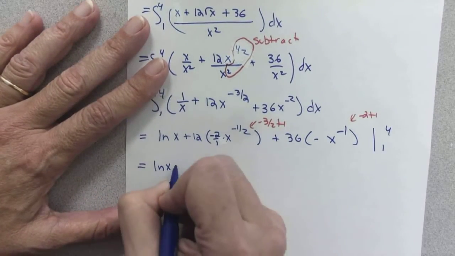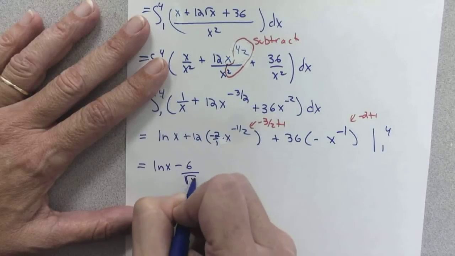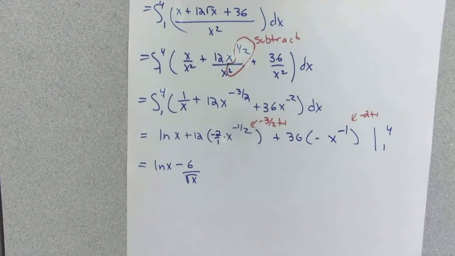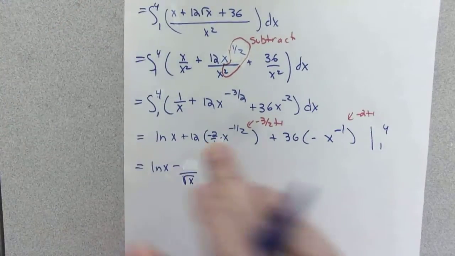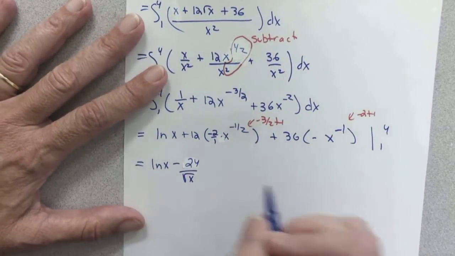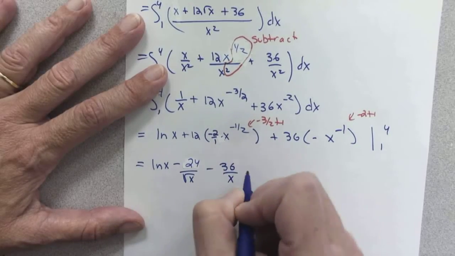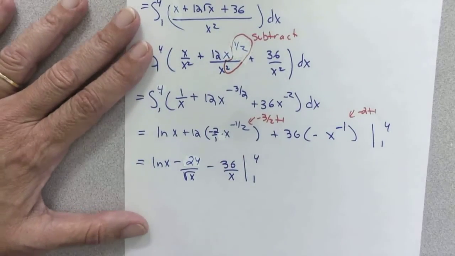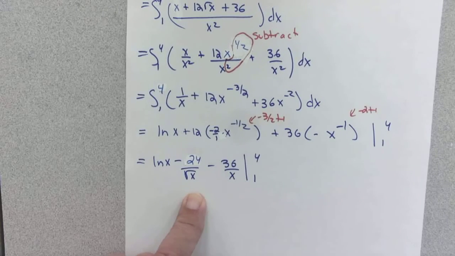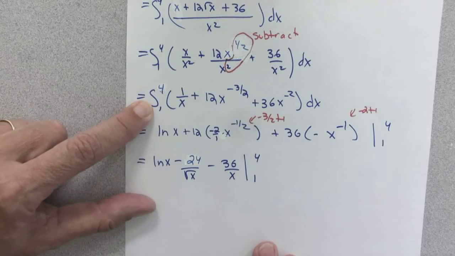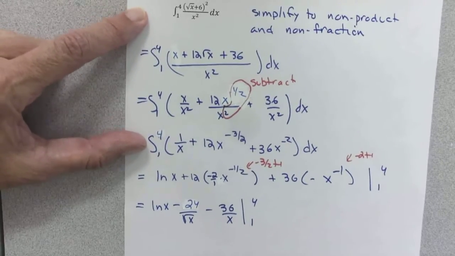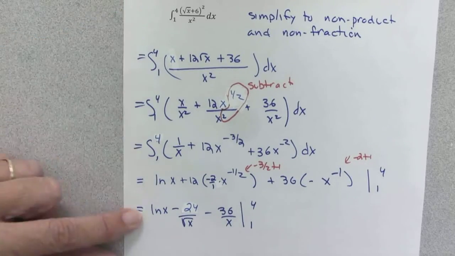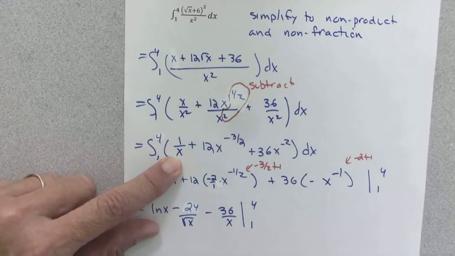So that's the natural log of x minus 6 over the square root of x, except it's not going to be minus 6, it's going to be minus 24. Minus 36 over x, evaluated from 1 to 4. And remember, this part right here checks by differentiation, but it would only check back to this step right here. It's not going to check all the way back to the original problem clear up here. It only checks back to right here.